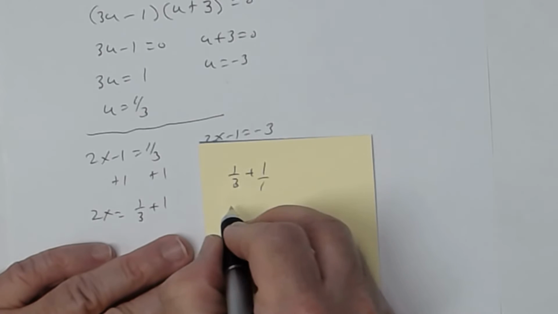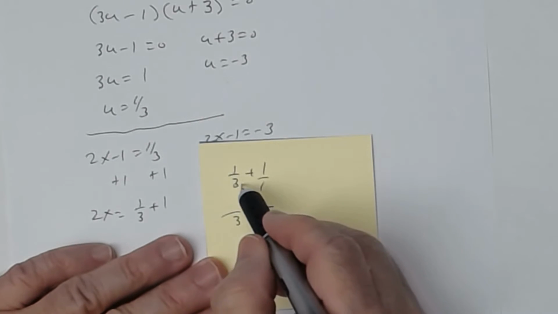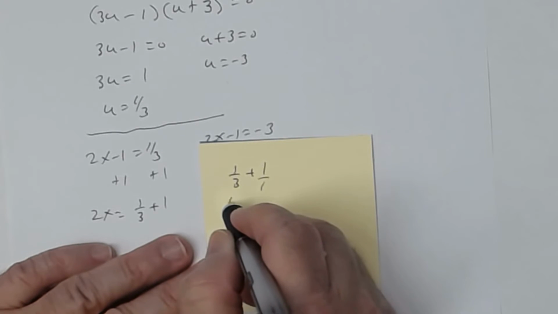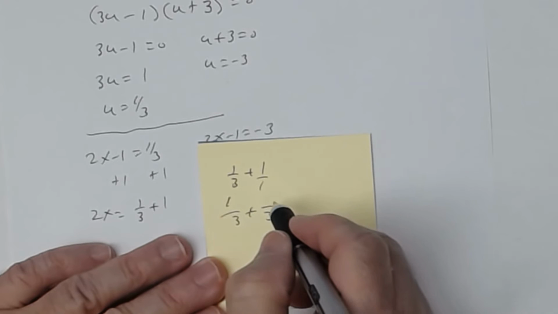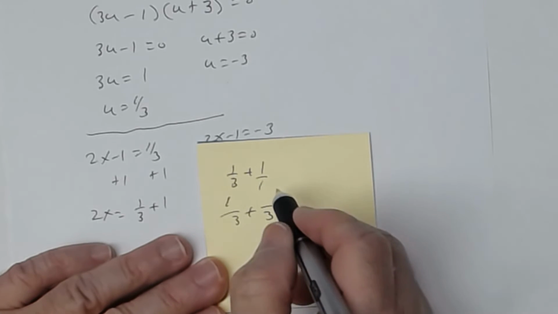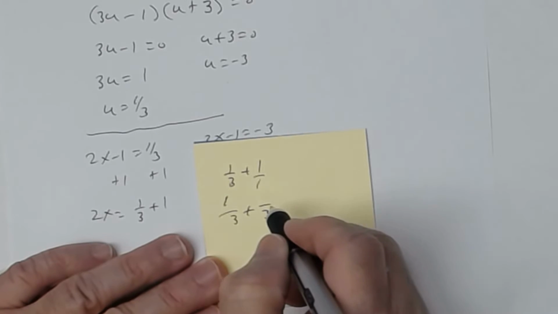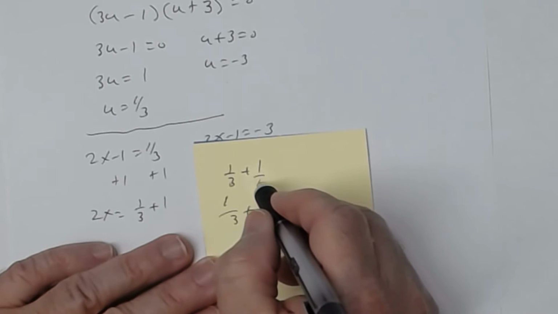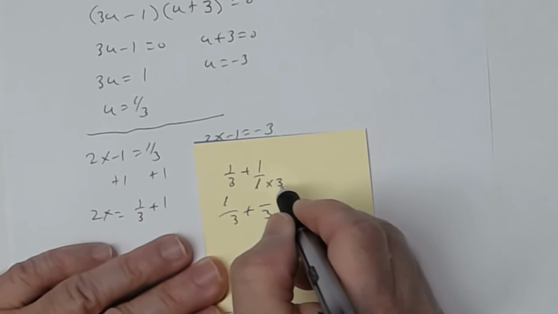So the least common denominator is 3. And then you're going to write equivalent fractions. Well, 1/3 is equivalent to itself. So 1/3 is the same as 1/3. But I want to write the number 1 as an equivalent fraction with the denominator 3. So right now my denominator is 1, but if I multiply by 3, I get 1 times 3 is 3.